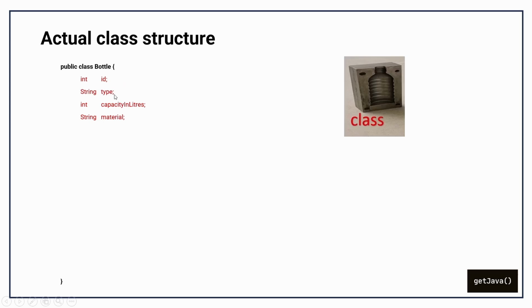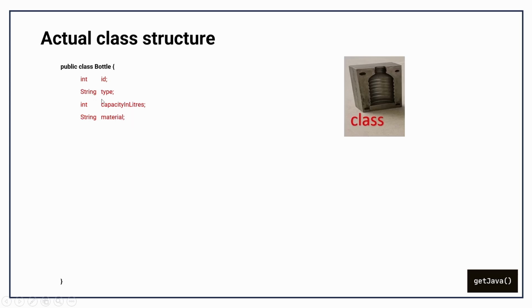For example, it can be water bottle, it can be oil bottle, it can be soft drink bottle. So we can store what type of bottle is getting created. Then third property is capacity in liters. It will store the capacity of the bottle in liters. And fourth property is material. What is the material of the bottle? So it can be plastic, it can be glass that we can store.